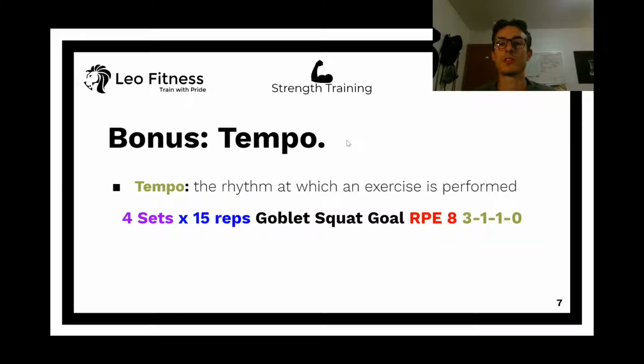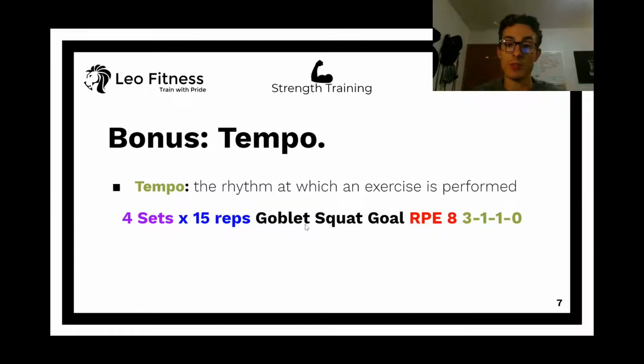Okay, one more bonus one that you may or may not see in my programs or programs along the internet is something that we call tempo. This is not tempo like in the running sense of you're running at a specific pace. This is the tempo and the rhythm at which your exercise is performed. So you might see something like this. So again, we see this 4 sets, 15 reps, goblet squat, goal RPE of 8, and then we see 3, 1, 1, and 0. So these are going to be the number of seconds for each phase of an exercise.